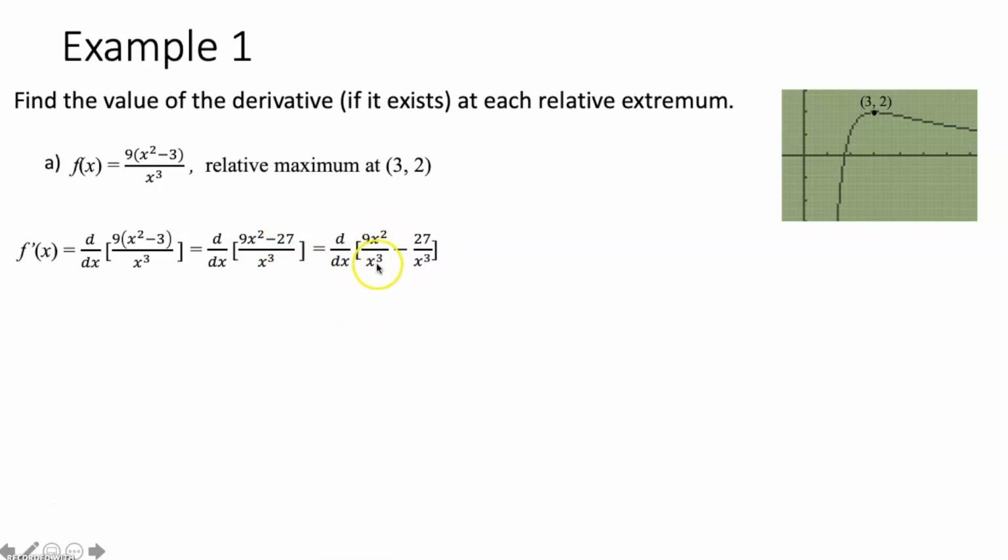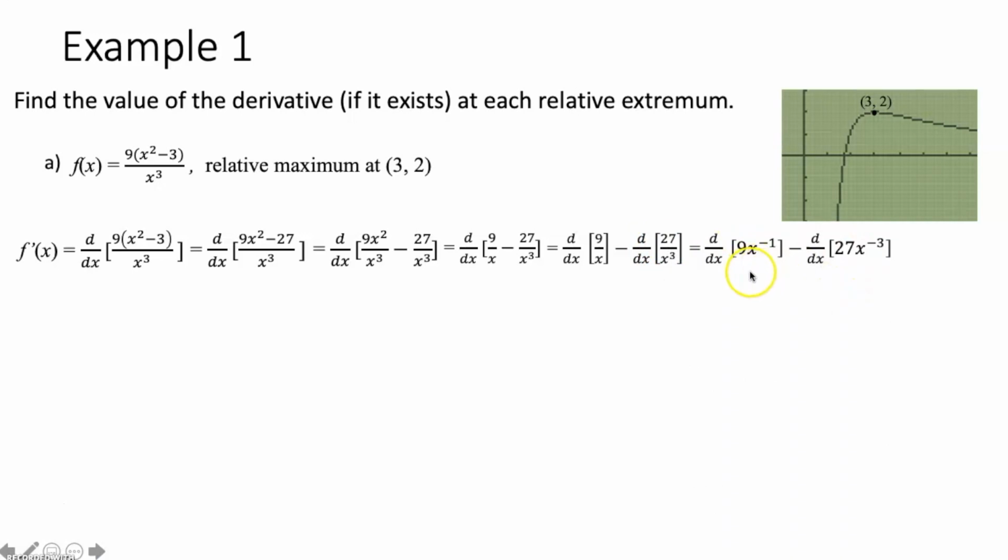The x squared cancels out with this x to the third in the denominator, just leaving one x down here, and this stays 27 over x cubed. Now I can take the derivative of each term separately, and instead of writing it like this, I'm going to take this and make it 9 times x to the negative first power, and make this 27 times x to the negative third power. Now you see, all I have to do to take the derivative here is bring this 9 out front by the constant multiple rule and use the power rule here.